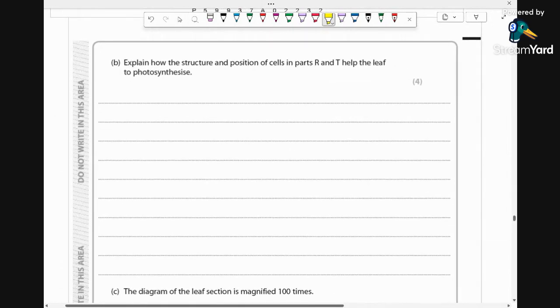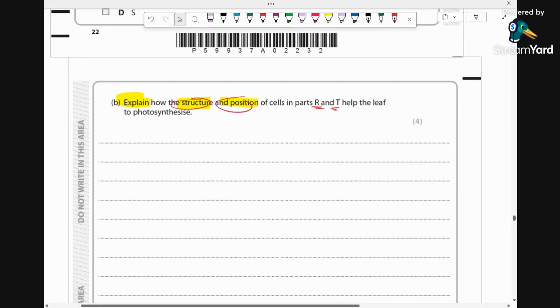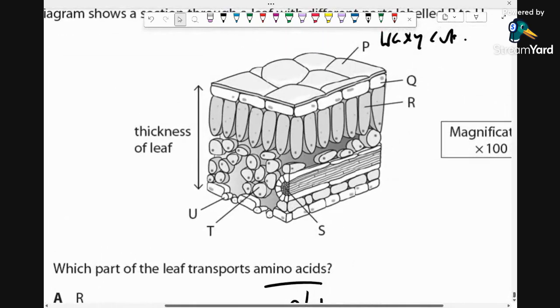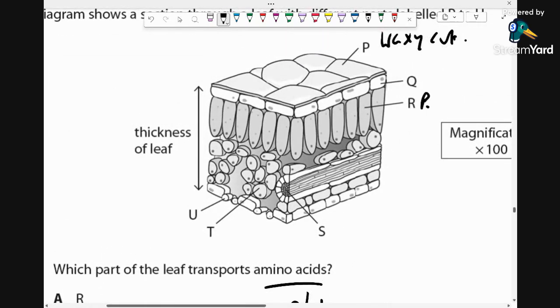Explain. So another explain question: how the structure and positions... We have to talk about both of these, R and T cells, which are the two types of mesophyll, right? You've got your palisade mesophyll, and in T you've got your spongy mesophyll.